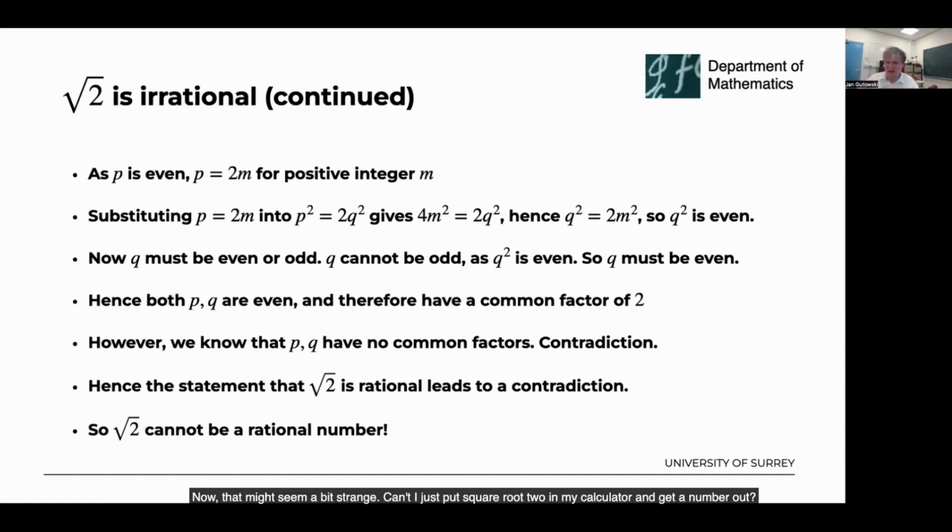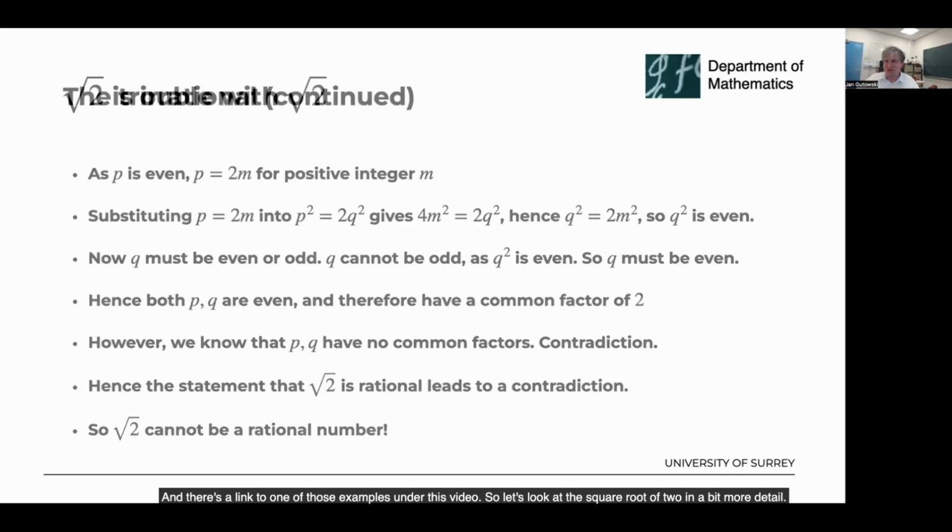Now that might seem a bit strange. Can't I just put square root of 2 in my calculator and get a number out? Well, sure, you can use a calculator to work out an approximation for a number, but that's not a mathematical proof. And you can actually have certain situations where calculators can mislead you, and there's a link to one of those examples under this video.